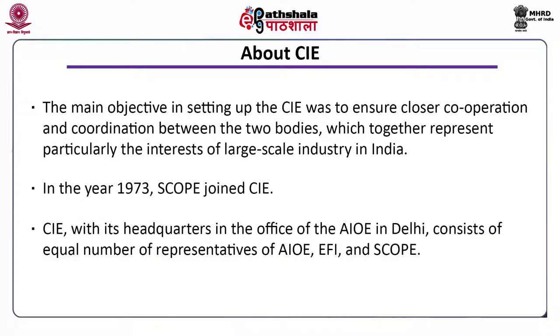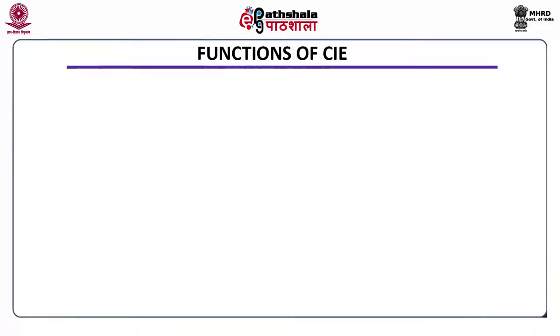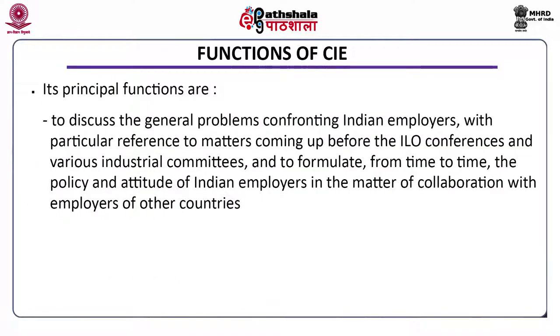The CIE, with its headquarters in the office of the AIOE in Delhi, consists of an equal number of representatives of all the three employer organizations in India. Functions of the Council of Indian Employers: primarily to discuss the general problems confronting Indian employers, with particular reference to matters coming up before the ILO conferences and various industrial committees, and to formulate from time to time the policy and attitude of Indian employers in the matter of collaboration with employers of other countries.